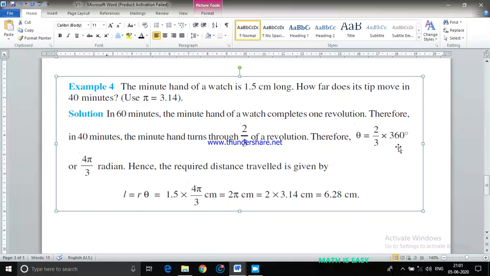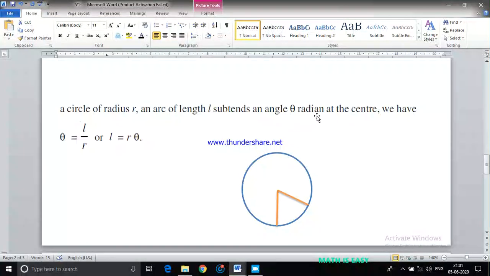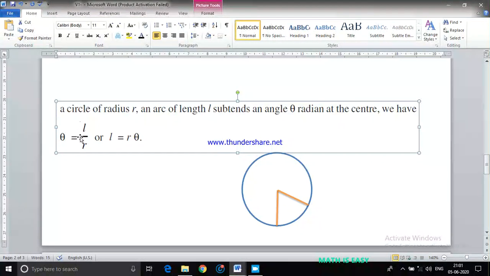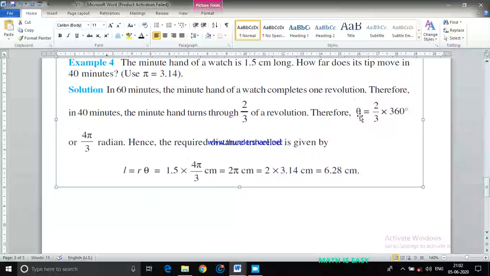Or if you want to represent the answer in terms of radians, 240 degrees is nothing but 4 pi by 3 radians. Now you know the radius is 1.5 centimeters and theta is 4 pi by 3 radians. Why am I taking radians? Because in the relation L equals R theta, theta is in terms of radians. So whatever angle you get in terms of degrees, convert into radians. How to do the conversion, we already discussed. So 4 pi by 3 radians.